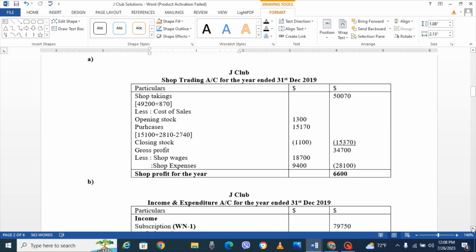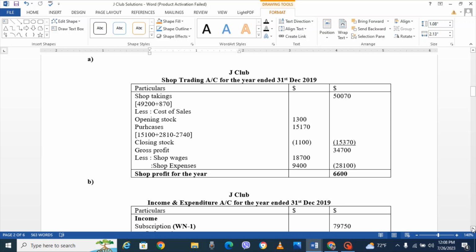So in the above questions, under bank receipt, we have seen that SOP takings valued 49,200. So we have written here 49,200 plus 870, that is given in the adjustment, as 870 representing the SOP takings on 31st December 2019 had not been credited by the bank. So that is to be added to this 49,200. So total SOP takings revenue is $50,070.